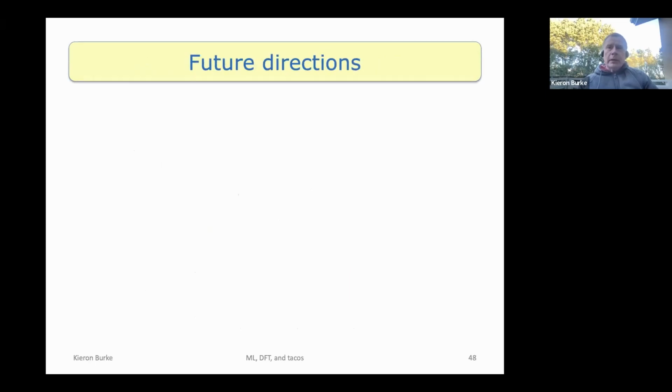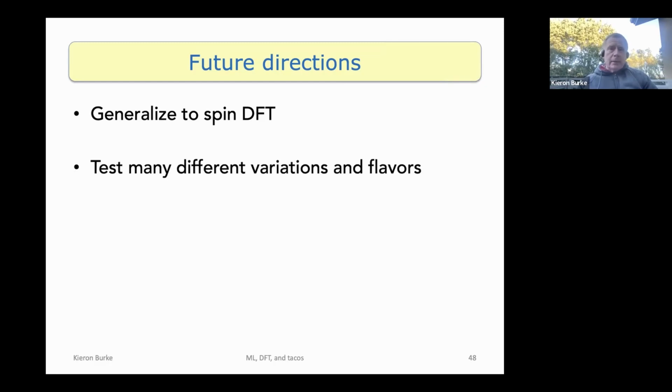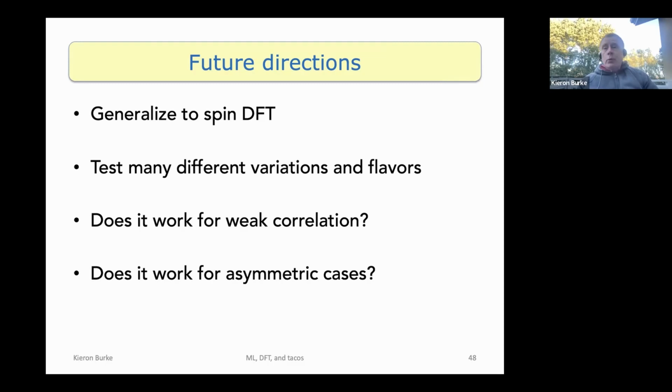Okay, and then future directions. So this came out, and there's been a lot of interest in doing this, generalizing to spin DFT, testing many different variations and flavors. Does it work for weak correlation? And does it work for asymmetric cases? So actually this was future directions about 6 months ago.